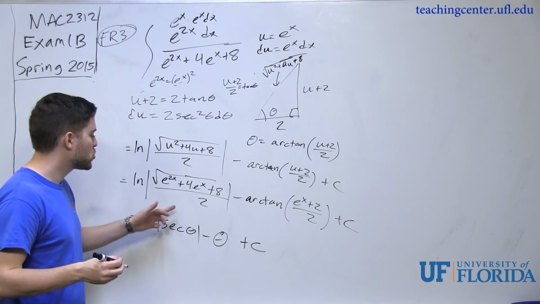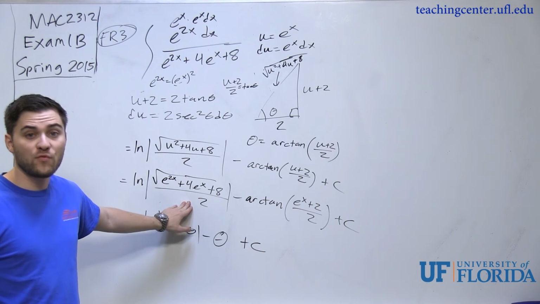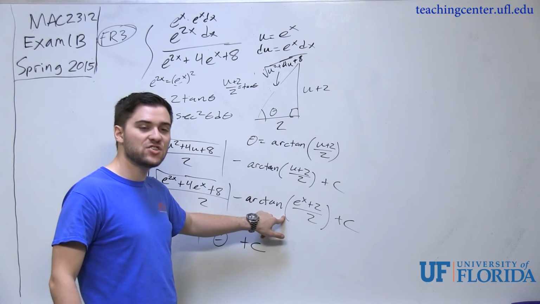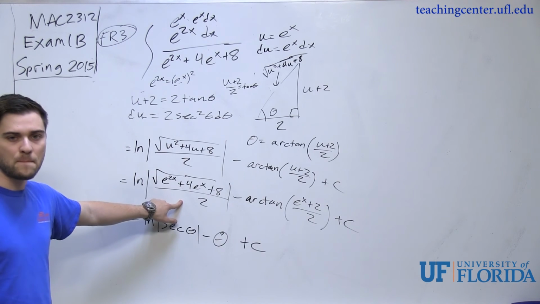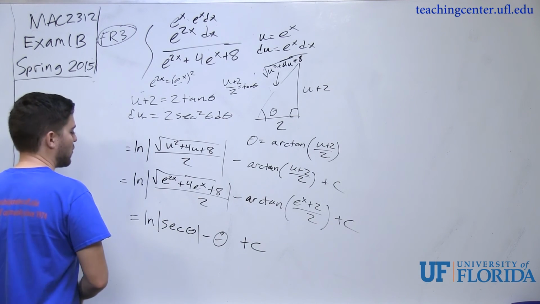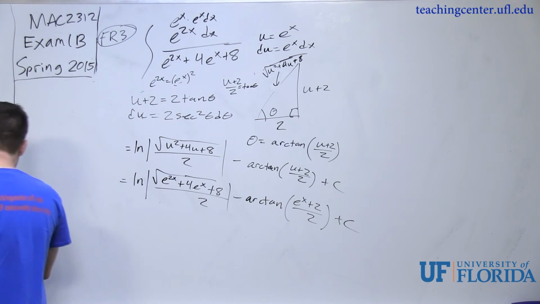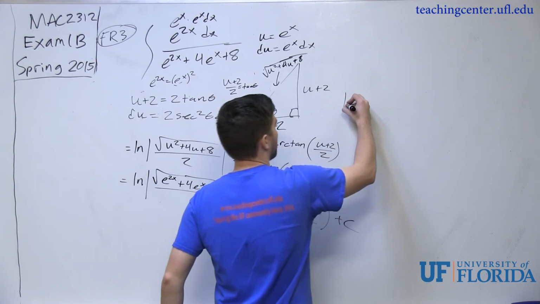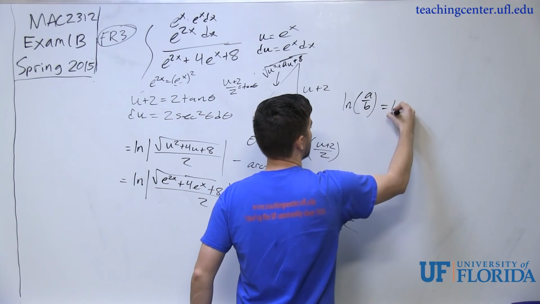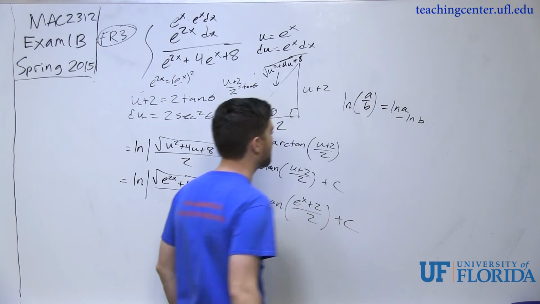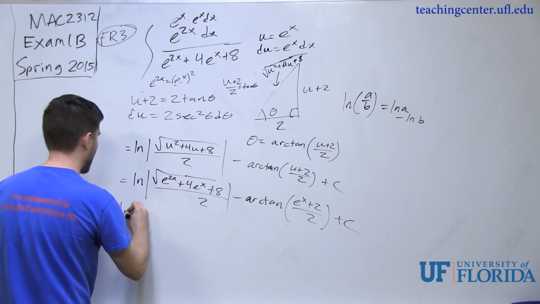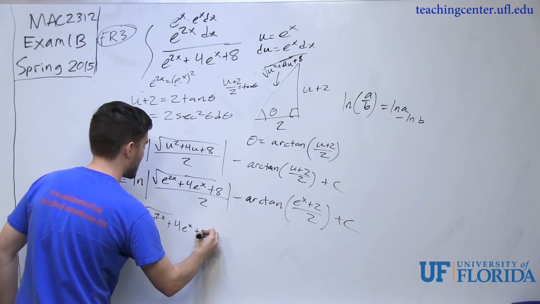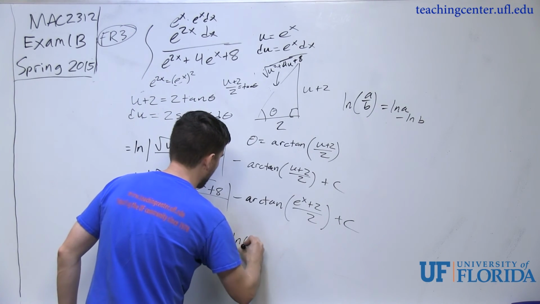Okay, we're good. So this would be a perfectly acceptable final answer on a free response. But if you'll notice, this term matches the answer key, but this term looks a little bit different. So what they did there is they just did a little bit more algebra. First off, they're splitting this natural log. Remember, natural log of a over b is equal to natural log of a minus natural log of b. So I can rewrite this first term as natural log of square root of e to the 2x plus 4e to the x plus 8, minus natural log of 2.